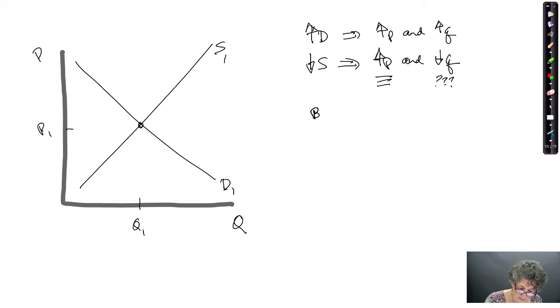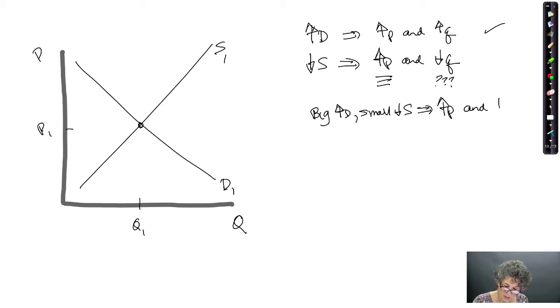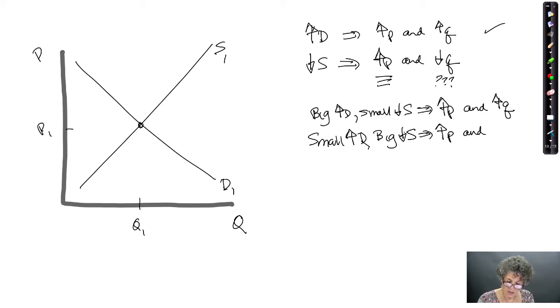So if there is a big increase in demand and a small decrease in supply, then, well, we know the price effect. It's always going to be an increase in price. The demand effect is going to dominate on the quantity, and so the net effect is going to be an increase in quantity. If there's a small increase in demand and a big decrease in supply, again, clearly the price will go up, and now the supply effect on quantity will dominate, so we'll have a decrease in quantity. Let me show you both of those here.